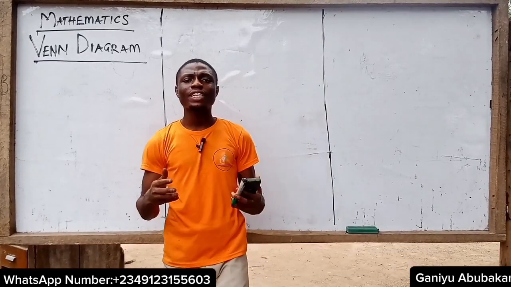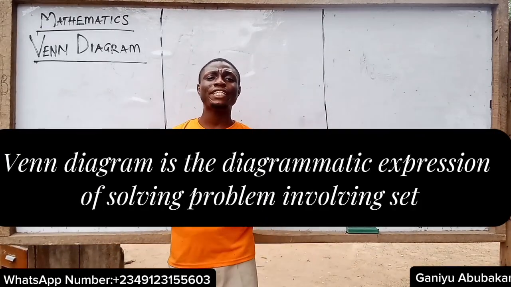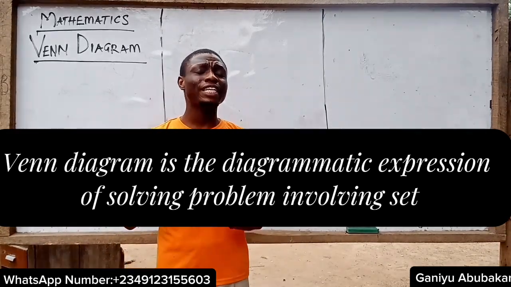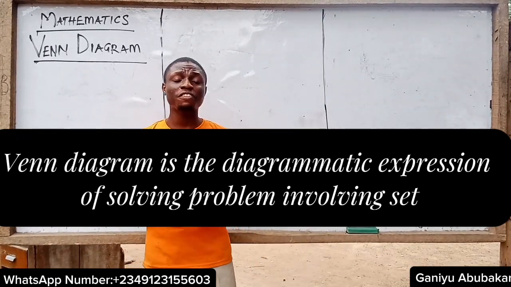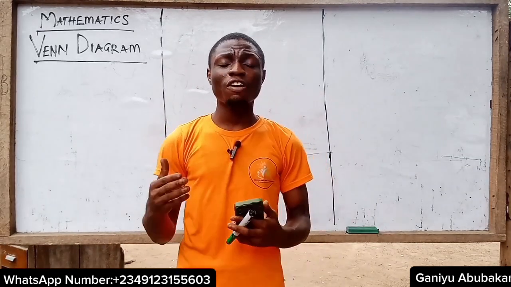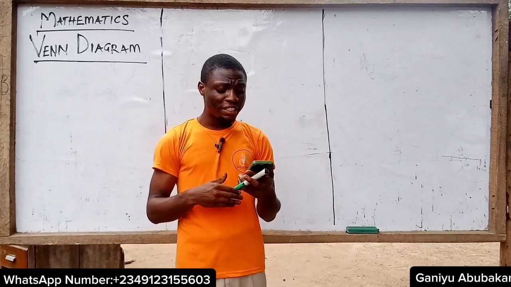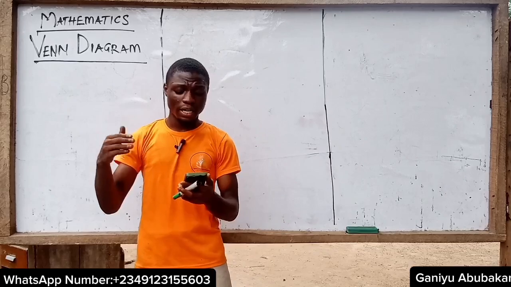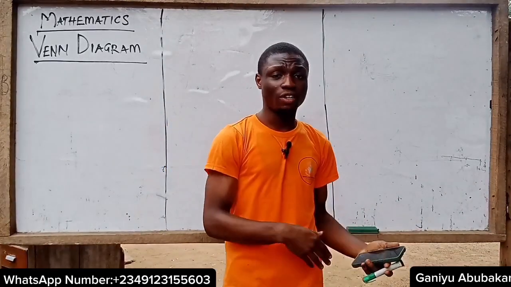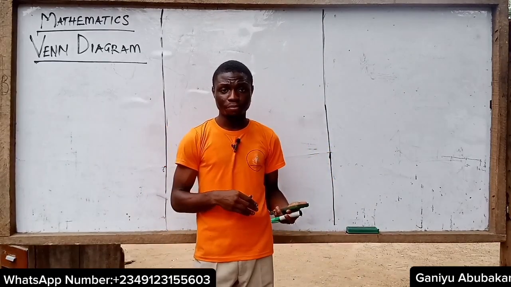All right, so let's discuss Venn diagram. By definition, Venn diagram is simply the diagrammatic expression of solving problems involving set. Venn diagram was discovered by a British scientist called John Venn, who lived from 1834 to 1883.